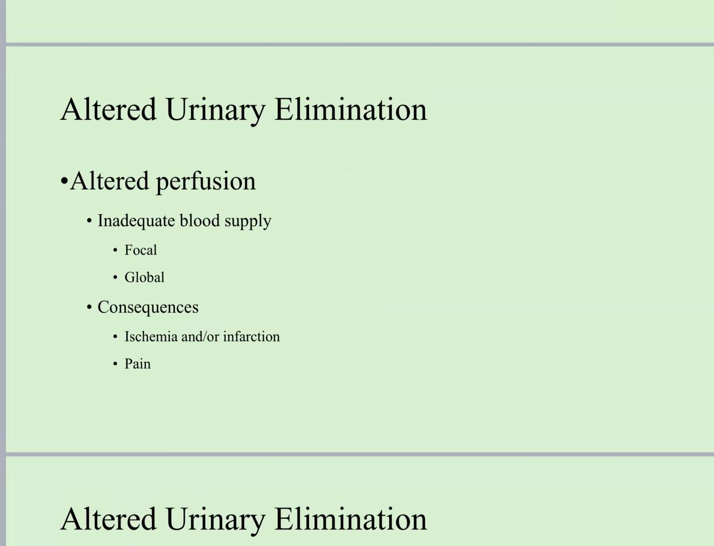So, perfusion refers to the blood going through the kidneys, and then supplying oxygen and nutrients while allowing the filtration of waste. So, when perfusion is altered, that means that there's not enough blood flow to the kidneys. And when the kidneys don't have enough blood flow, then filtration is not going to work very well. There can be tissue injury and reduced urine formation.